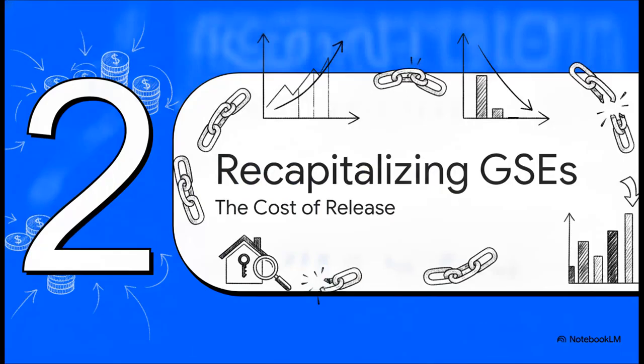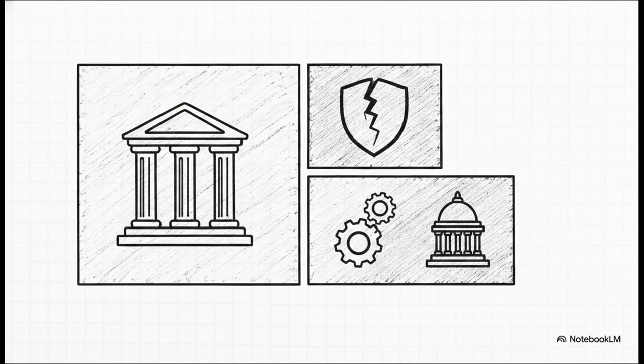Moving right along to Section 2, recapitalizing GSEs and your rate, the cost of release. Remember those guarantee fees or G fees we just talked about? They are a massive piece of the puzzle here. To give you some context, they currently sit at 64 basis points for Fannie Mae and 67 for Freddie Mac. Those are our 2 primary government-sponsored enterprises, or GSEs. That fee pays for a lot. It covers expected credit losses, administrative expenses, congressional surcharges, and crucially, the cost of capital. In fact, that required rate of return on capital is the single largest component of the whole G fee.